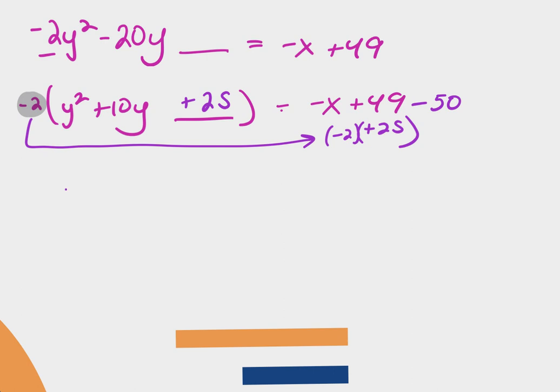So the negative 2 stays on the front. I factor what's inside the parentheses, square root the y squared, it's y. Square root the 25, it's 5. Take the sign from the middle, it's plus. Put it in parentheses and square it. And set it equal to negative x minus 1.